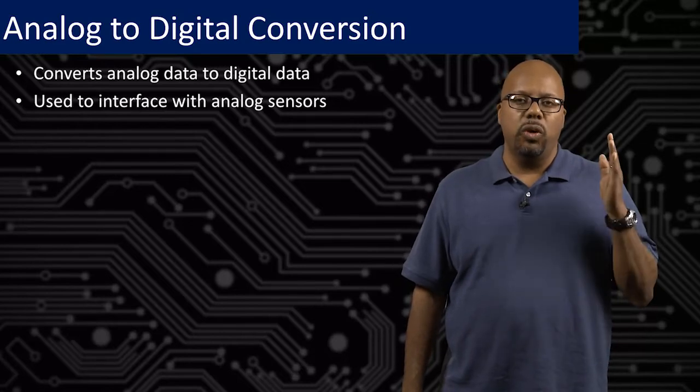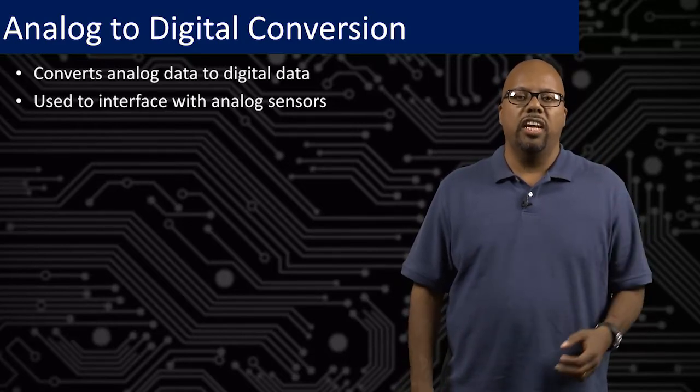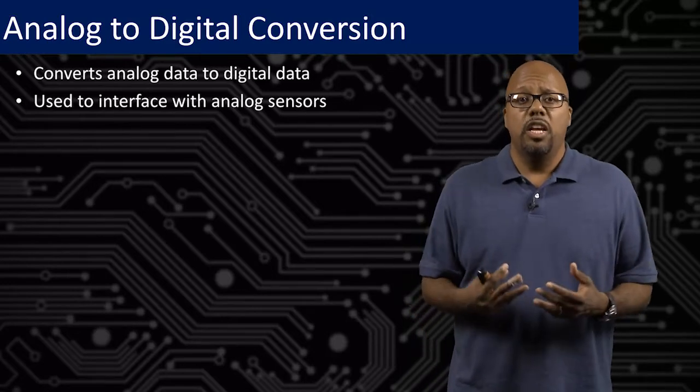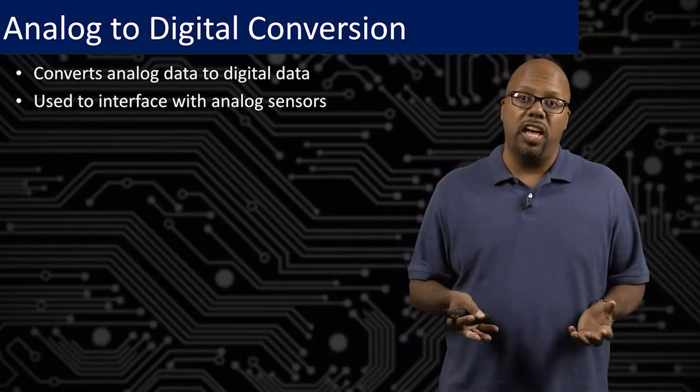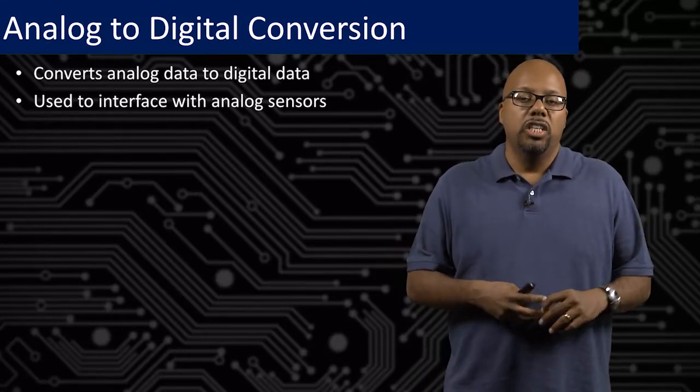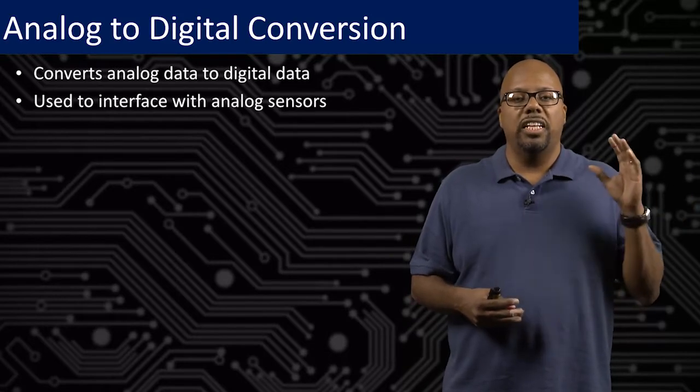But just understand that what it does is it takes an analog value and converts it to a digital number. Now, this digital representation is maybe an approximation of the actual analog value, but that's okay. It can be a pretty accurate approximation, as accurate as we need. So we need analog to digital conversion at a lot of our inputs.